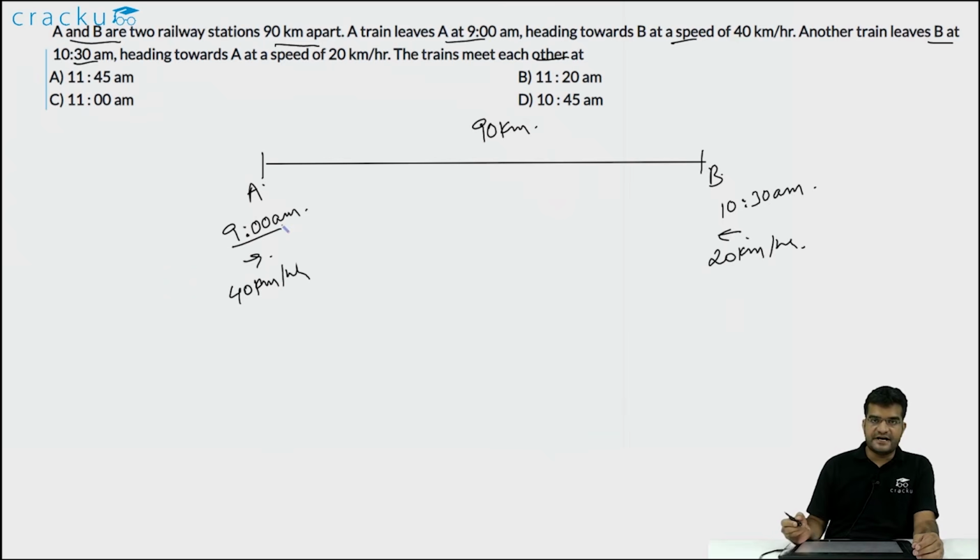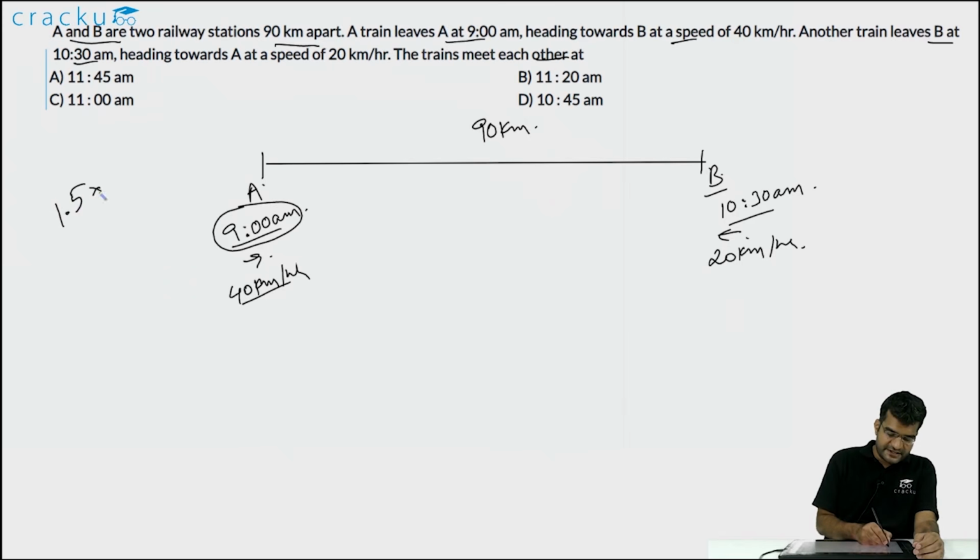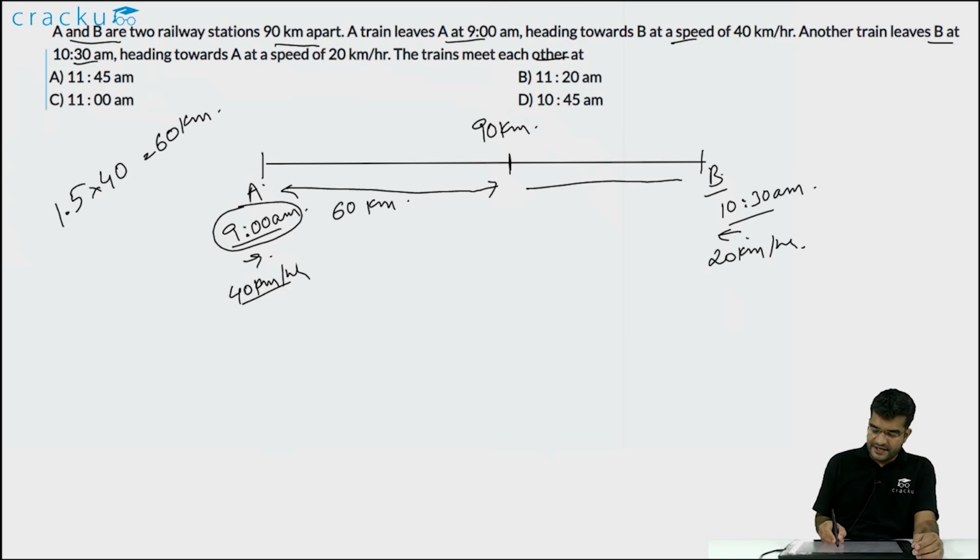One of the trains starts at 9 a.m. and the other starts at 10:30 a.m. So let us try to assess where both the trains are at 10:30 a.m. At 10:30 a.m., the second train is still at B, and the first train would have travelled for 1.5 hours at a speed of 40 kilometers per hour. So the distance it would have travelled is 1.5 hours into 40, which is equal to 60 kilometers. So it would have covered this 60 kilometers, and it would have been here at 10:30 a.m. And at that time, the distance between both of them will be 90 minus 60, which is equal to 30 kilometers.